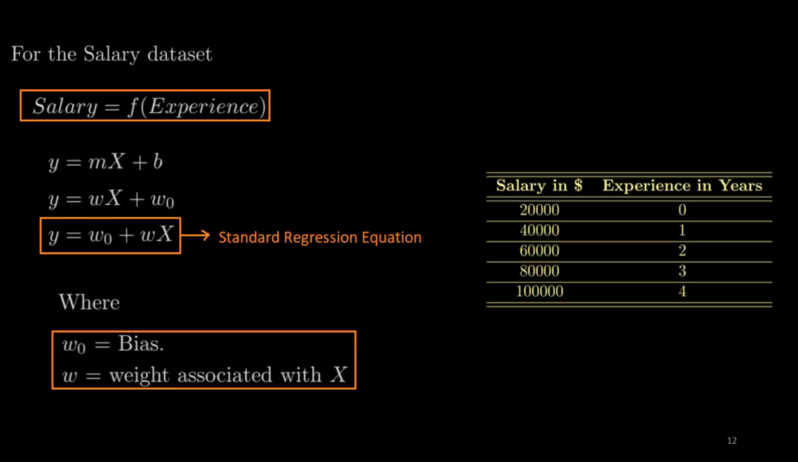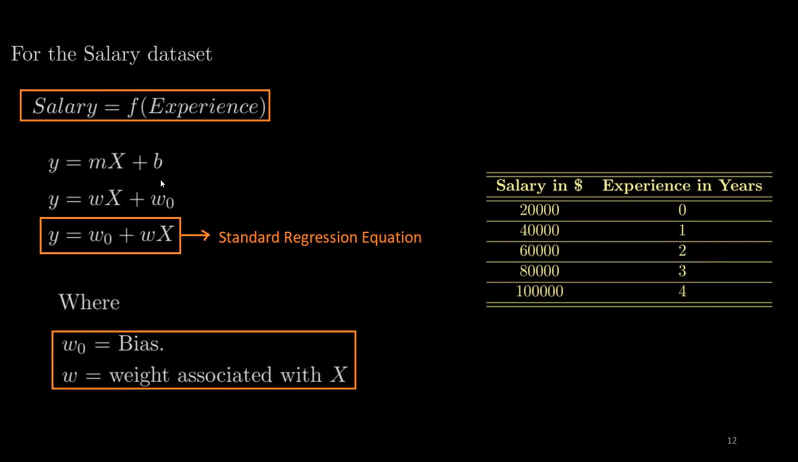Now it's time to transform our linear model equation into the standard regression equation. So that is our linear model equation. Here I have written that salary is a dependent quantity and experience in years is an independent quantity. Therefore, salary is a function of experience. Now this is my basic equation of a line, or this is called the equation of a linear model.